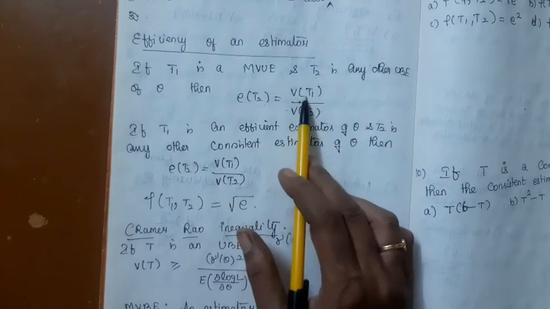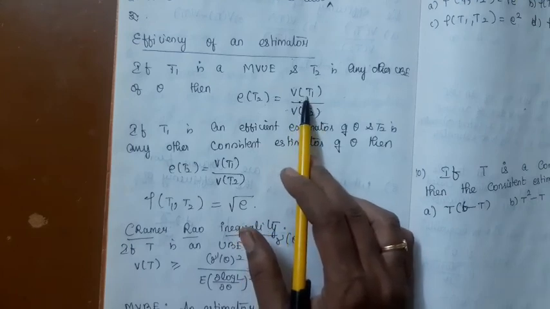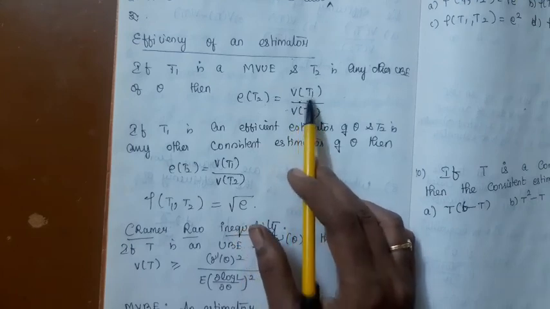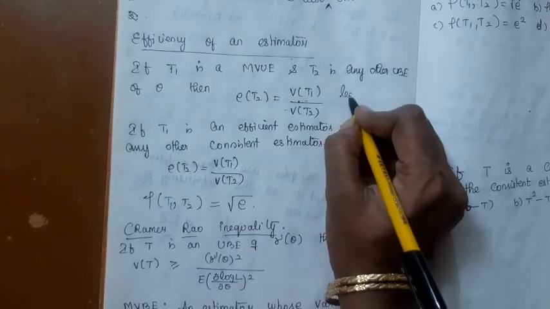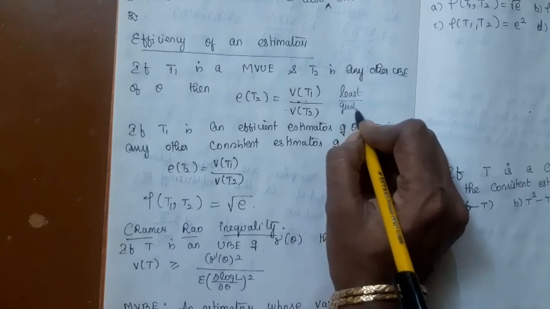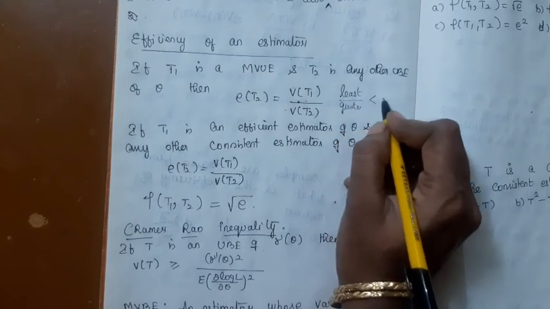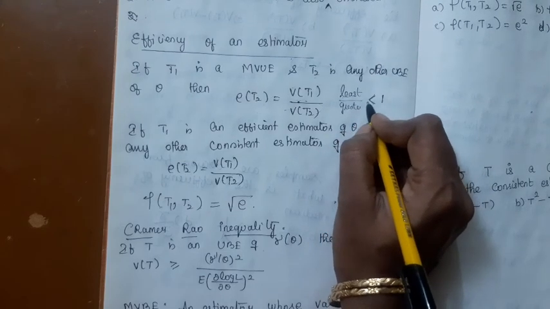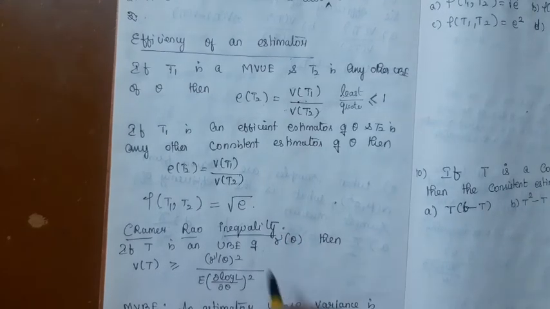So variance of T1 will be the least because it is the variance of the minimum variance unbiased estimator. So a least number is divided by a number which is greater than it. So always this efficiency E will be less than or equal to 1.